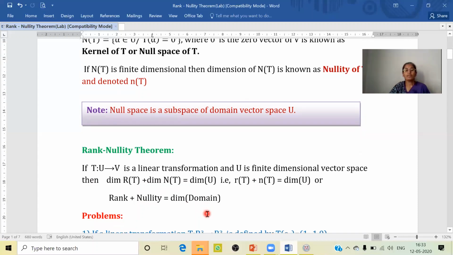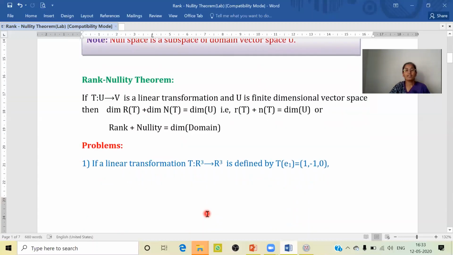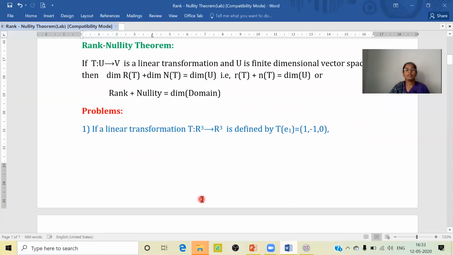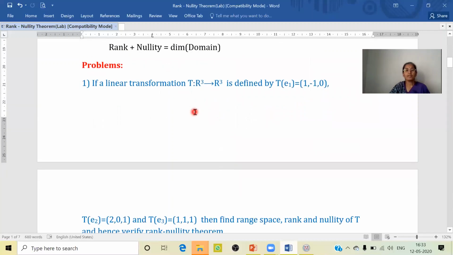Now let us look into the problems wherein we need to verify the rank nullity theorem. Given a linear transformation, we need to verify whether rank plus nullity is equal to the dimension of the domain space. So let us take the first problem over here.